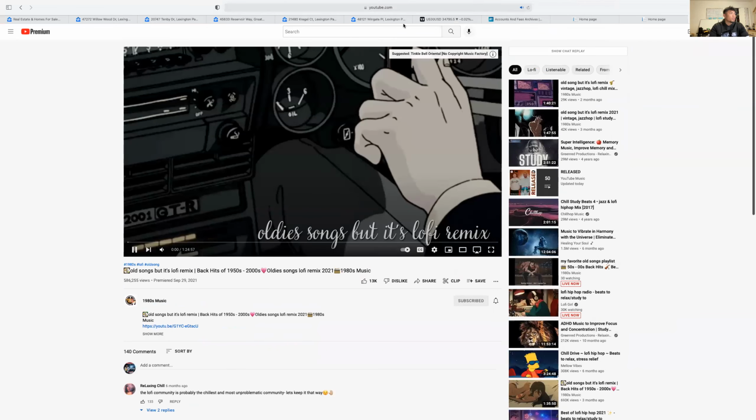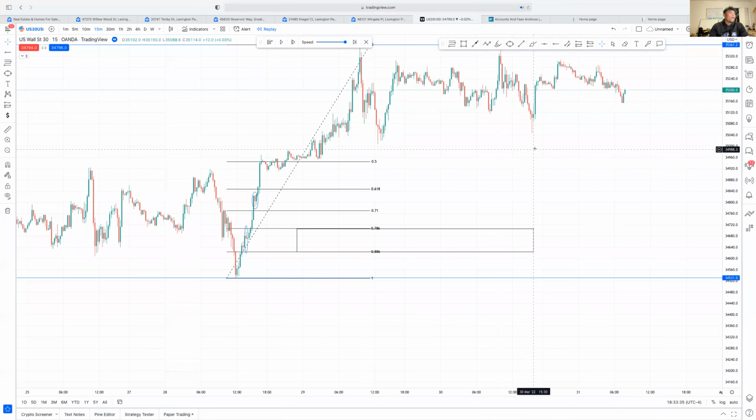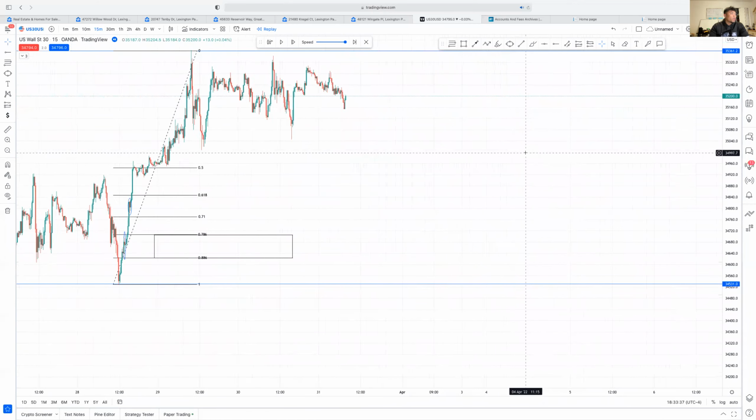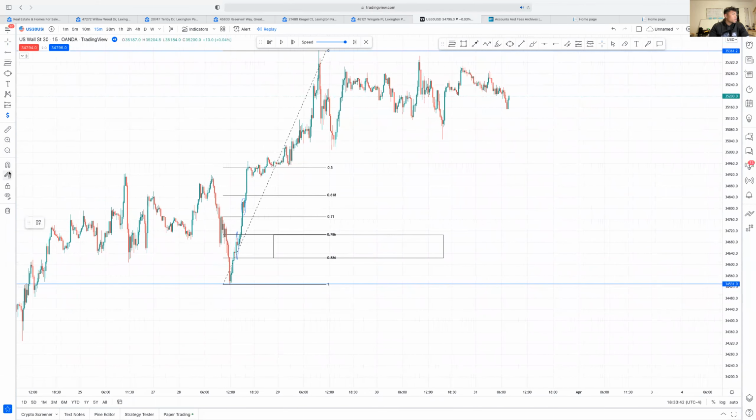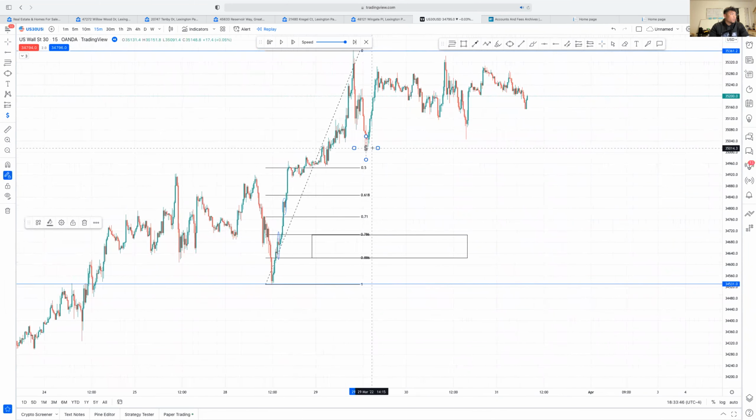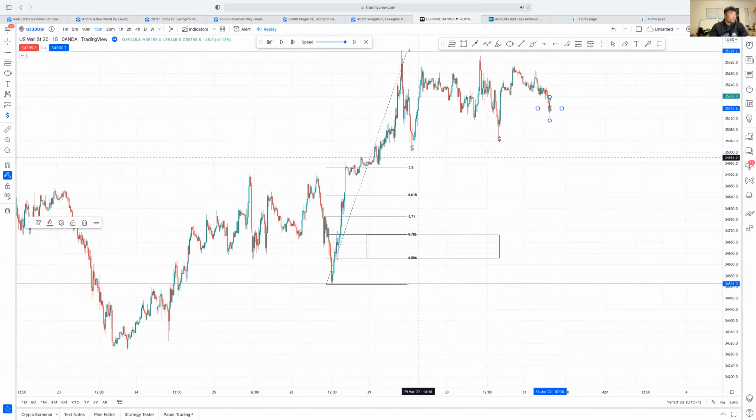I'm going to change the music. I like this better. So what I'm going to do is start marking up the levels of liquidity. And as you guys can see, it's easy to identify them once you start practicing. There's one right there, there's one over here, there's one right there. And right now I'm marking up the level of liquidity for the buyers.